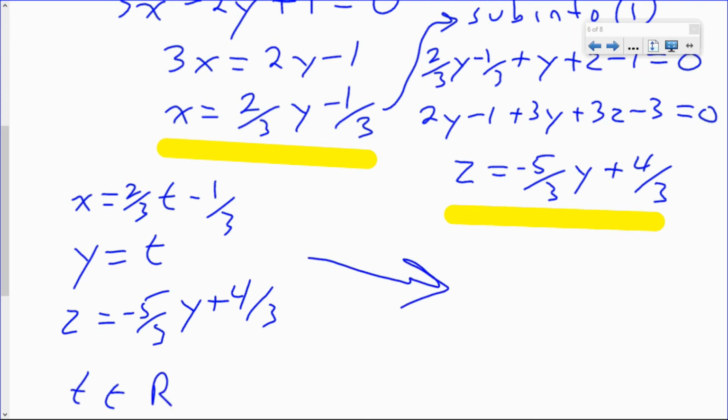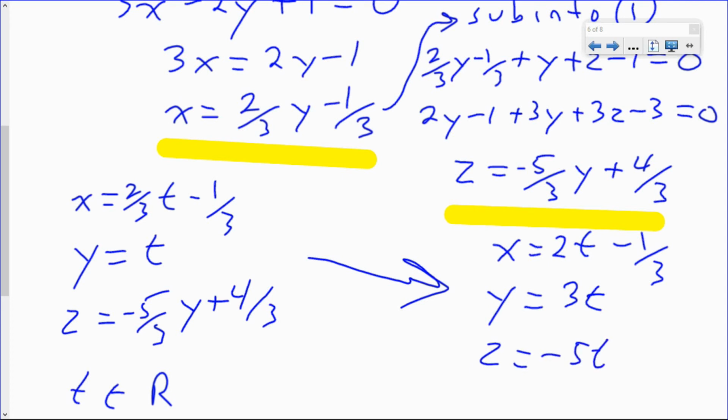Now, a better solution, of course, is the idea that the parameter doesn't have to be y equals t. We could eliminate some of the fractions by making it y equals 3t. And if y equals 3t, then x equals 2t take away 1/3, and z equals negative 5t plus 4/3.